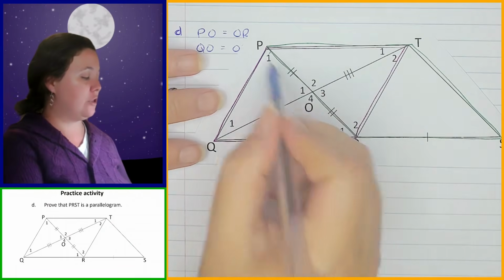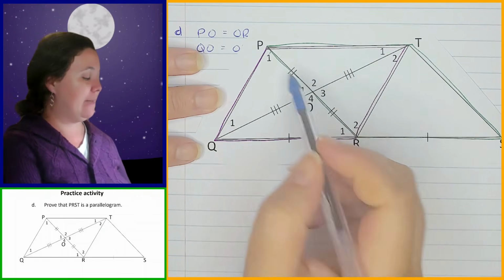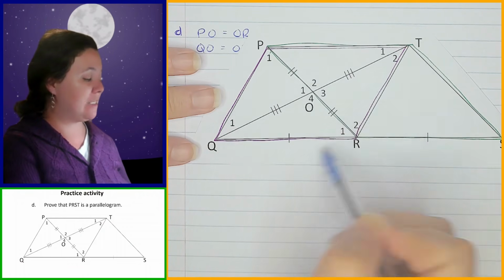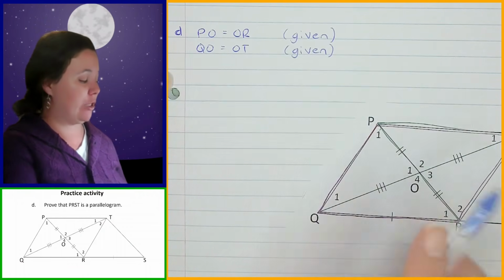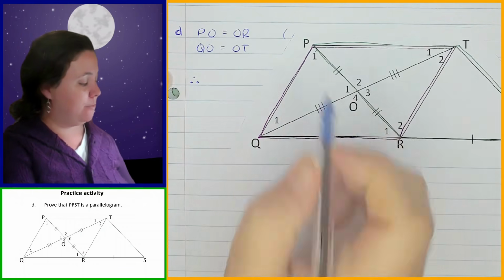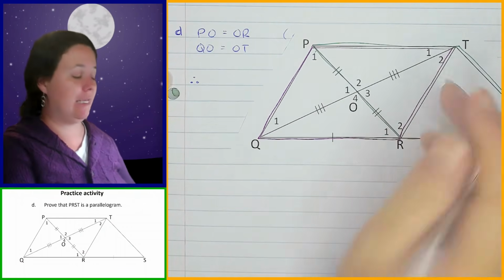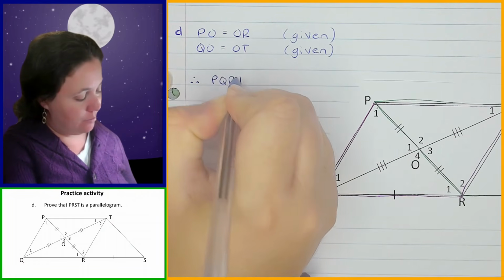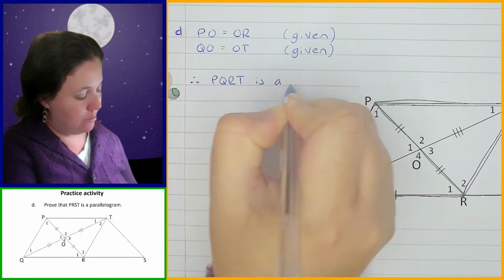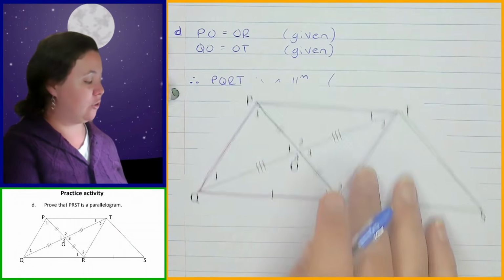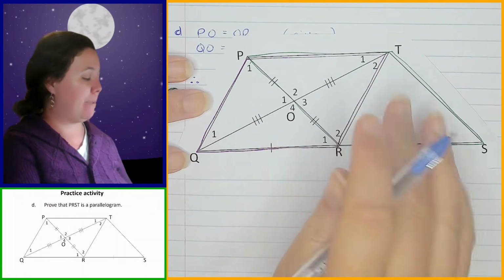So because those are equal like that, that means that these two diagonals are bisecting each other, which means that this is a parallelogram. So now I can say, therefore, PQRT is a parallelogram.